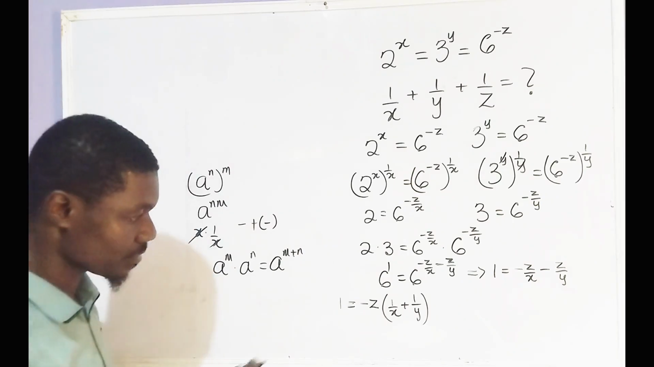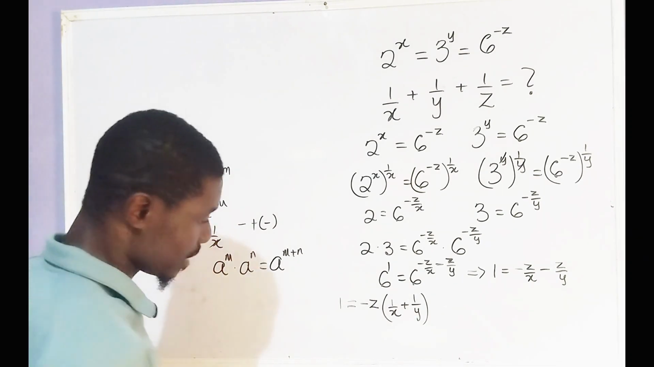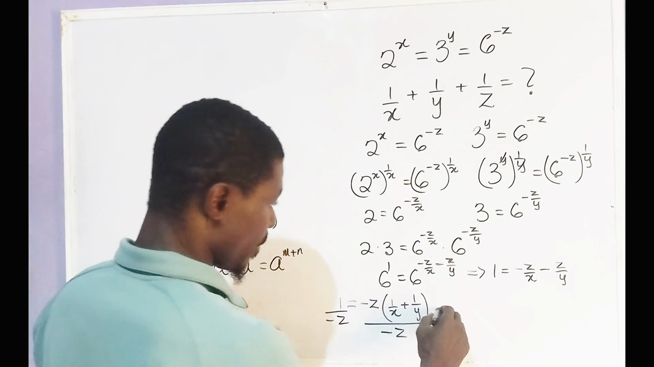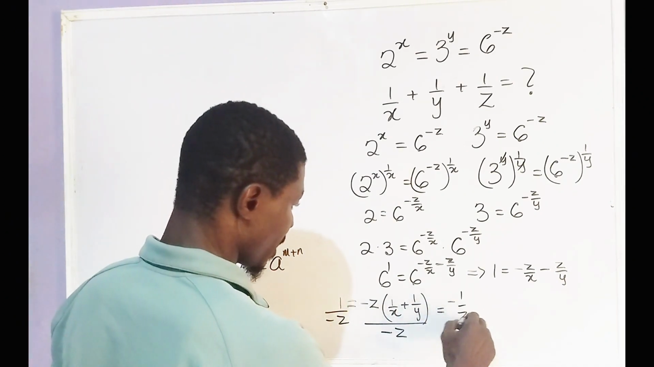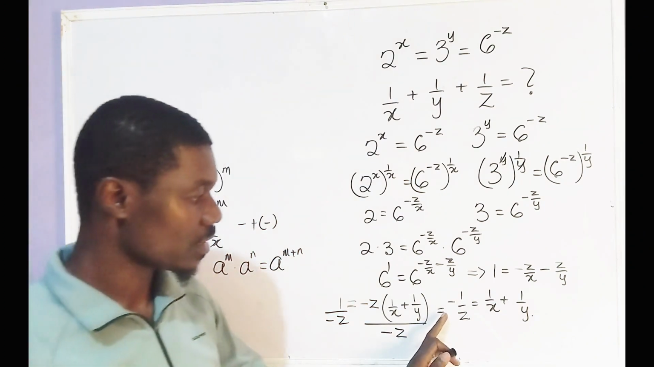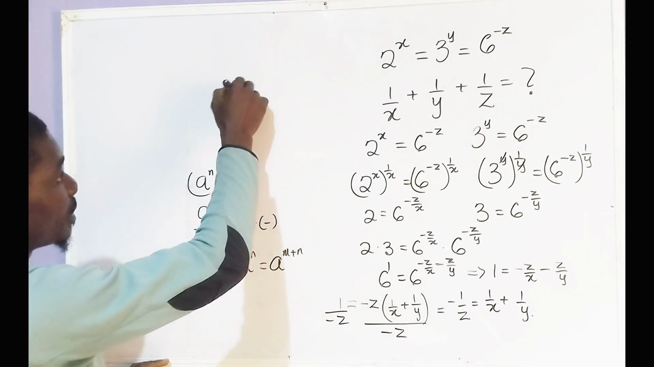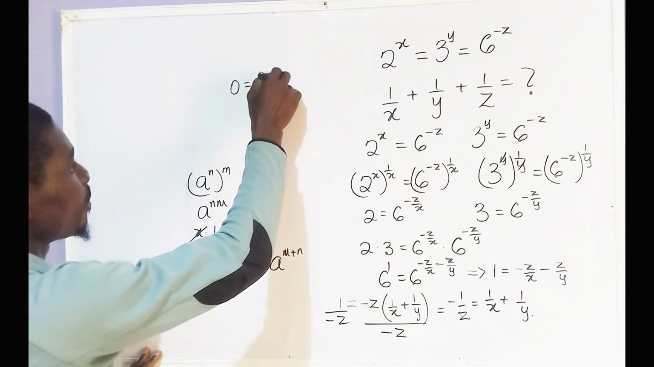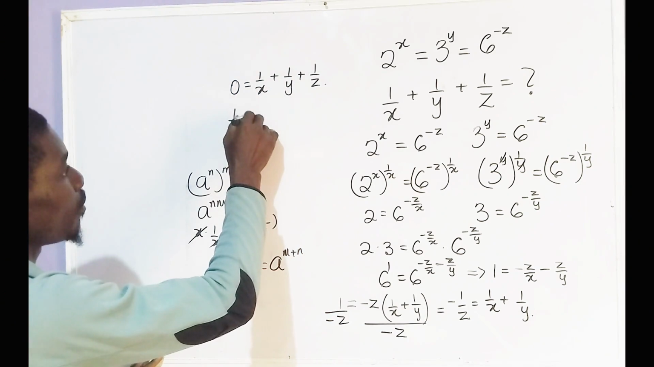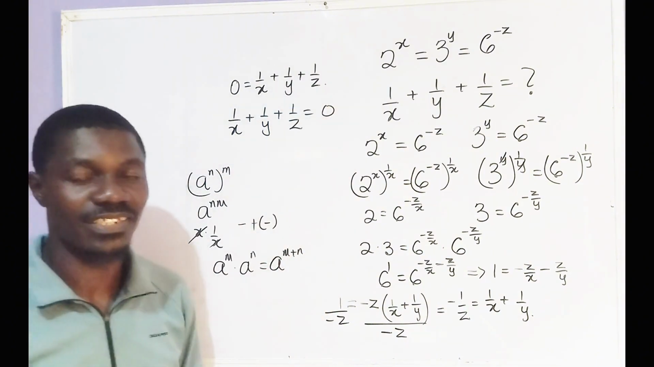Now if you divide both sides by minus z, we have minus 1 over z equals 1 over x plus 1 over y. Now if you take minus 1 over z to the right hand side, we get 0 equals 1 over x plus 1 over y plus 1 over z. Automatically you can see that 1 over x plus 1 over y plus 1 over z equals 0. And that's the answer to the question.